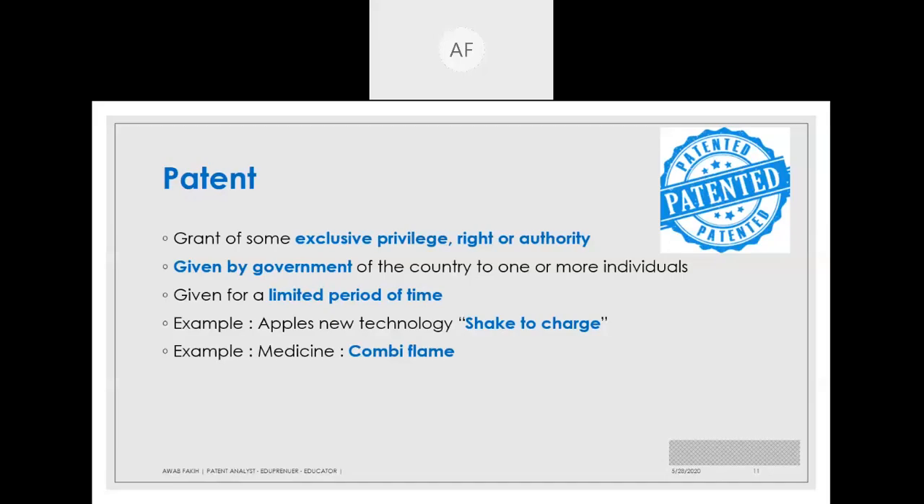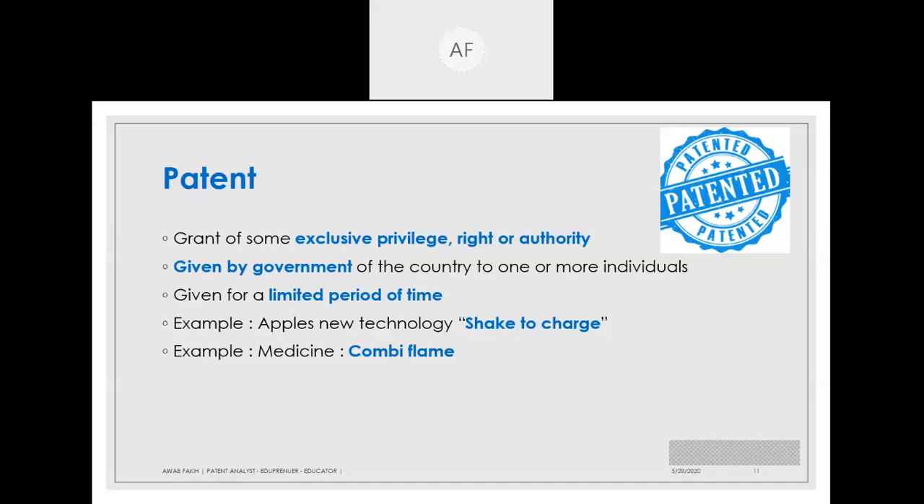For example, let's take one of the best examples, IBM. IBM licensed technology to many dealers and earns money from it. Basically, IBM earns royalty from them. We can also take the example of Apple's new technology like shake to charge, and patented medicines like Combiflam. That is the beauty of it.